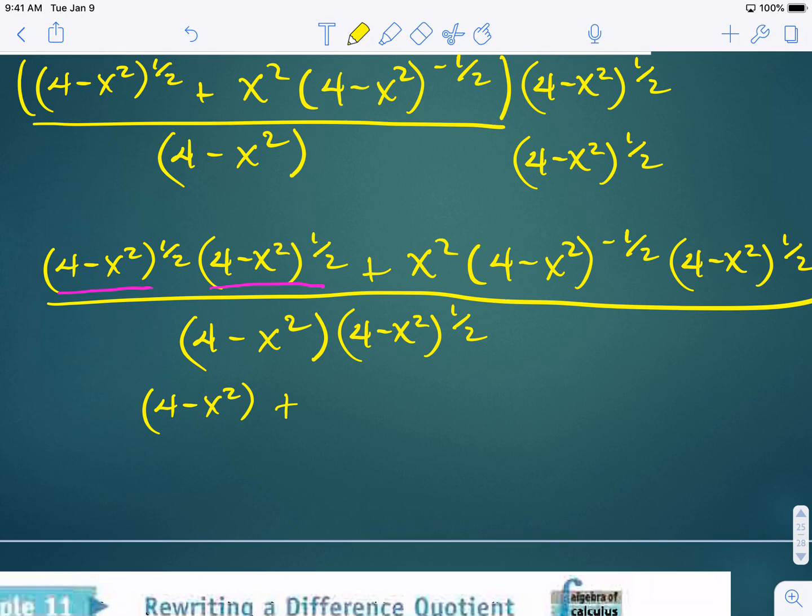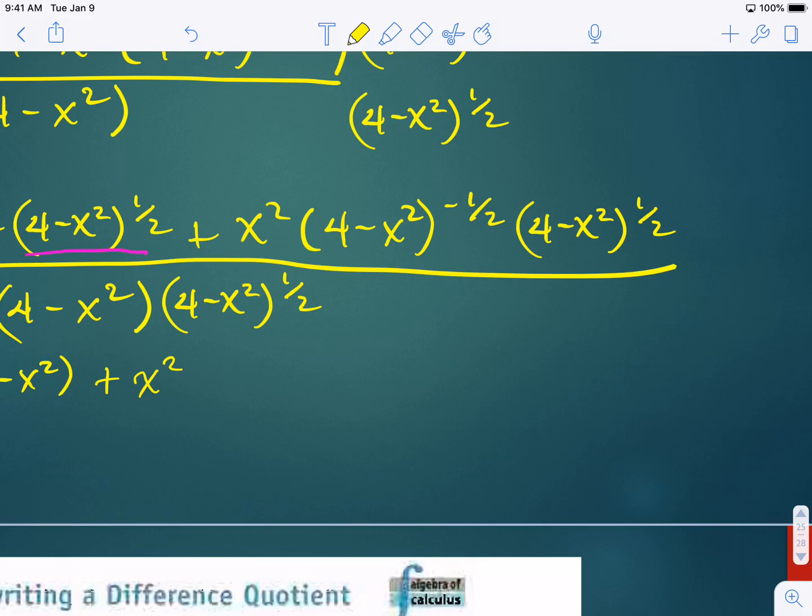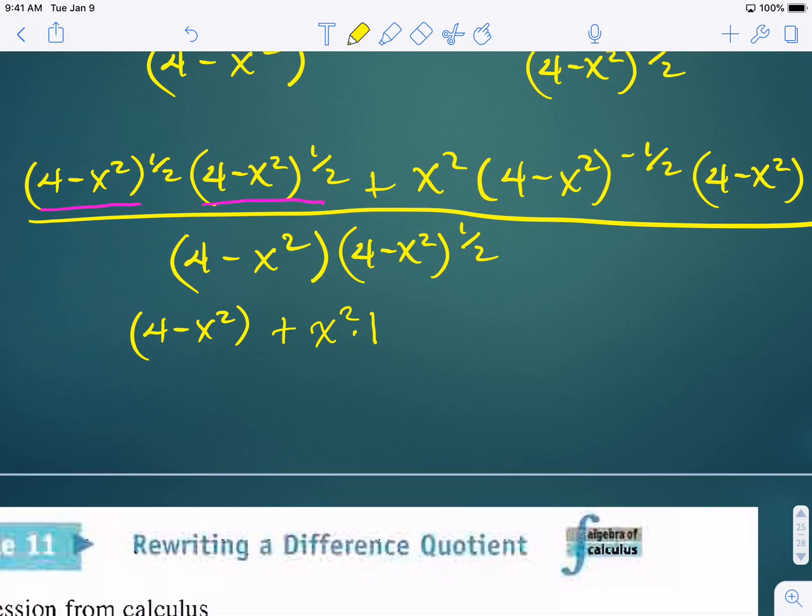And then watch what happens here. We have x squared, and then we have over here 4 minus x squared raised to the negative half power and 4 minus x squared raised to the half power, meaning I have to add those exponents together. So I'm adding negative 1/2 to positive 1/2. Well, that's 0. So that just turns this into times 1, because anything to the 0 power is 1.